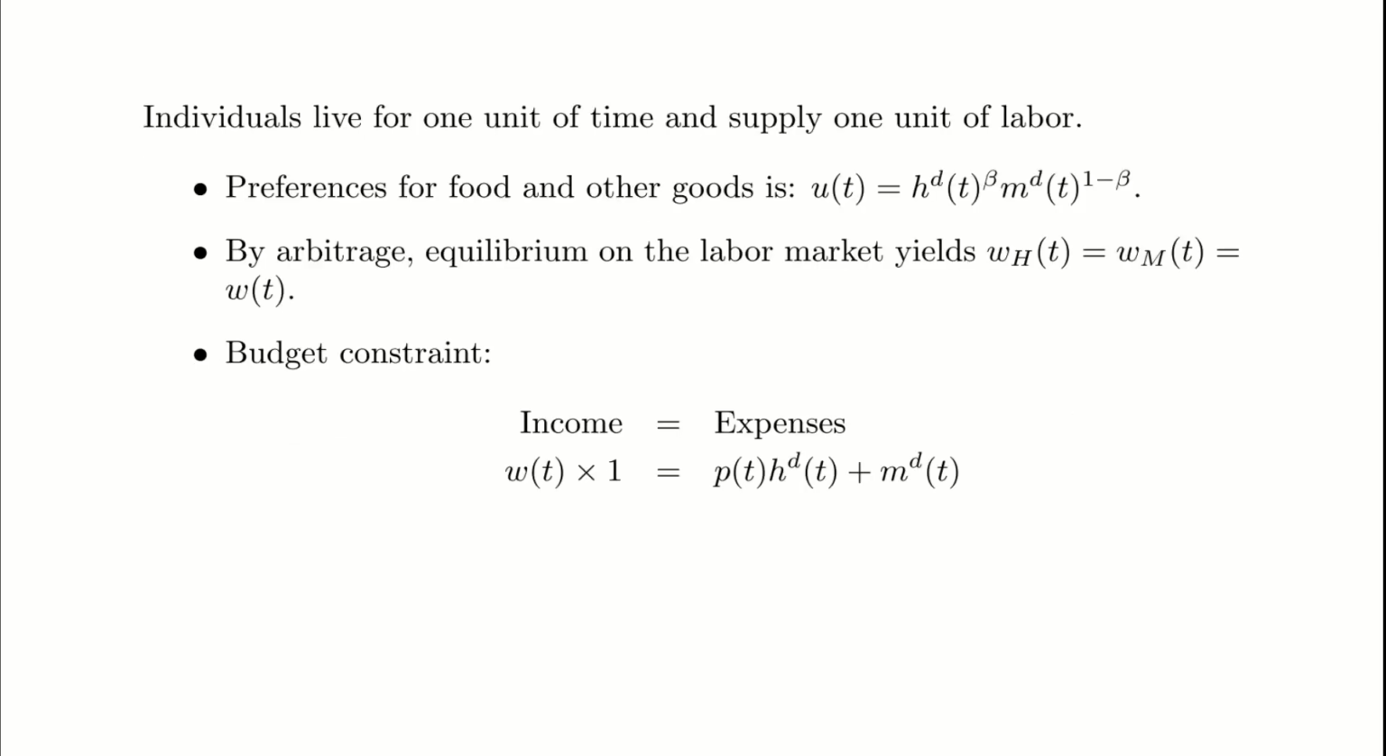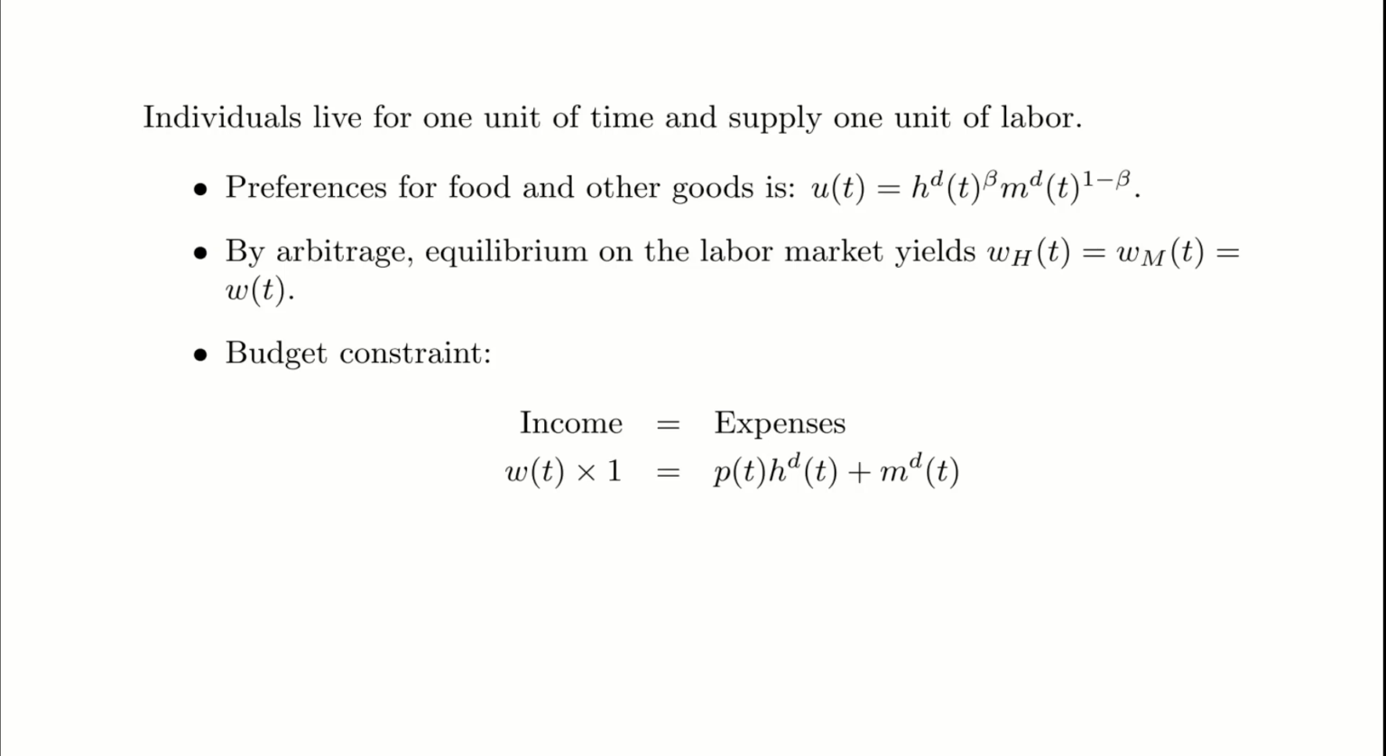We now define the consumer problem, this time for a single islander. Individuals live for 1 unit of time and supply 1 unit of labor. Their preferences for food and other goods are like before, except that we now explicitly state that they are demanded quantities. So the utility of one islander is hd to the beta multiplied by md to the 1 minus beta.